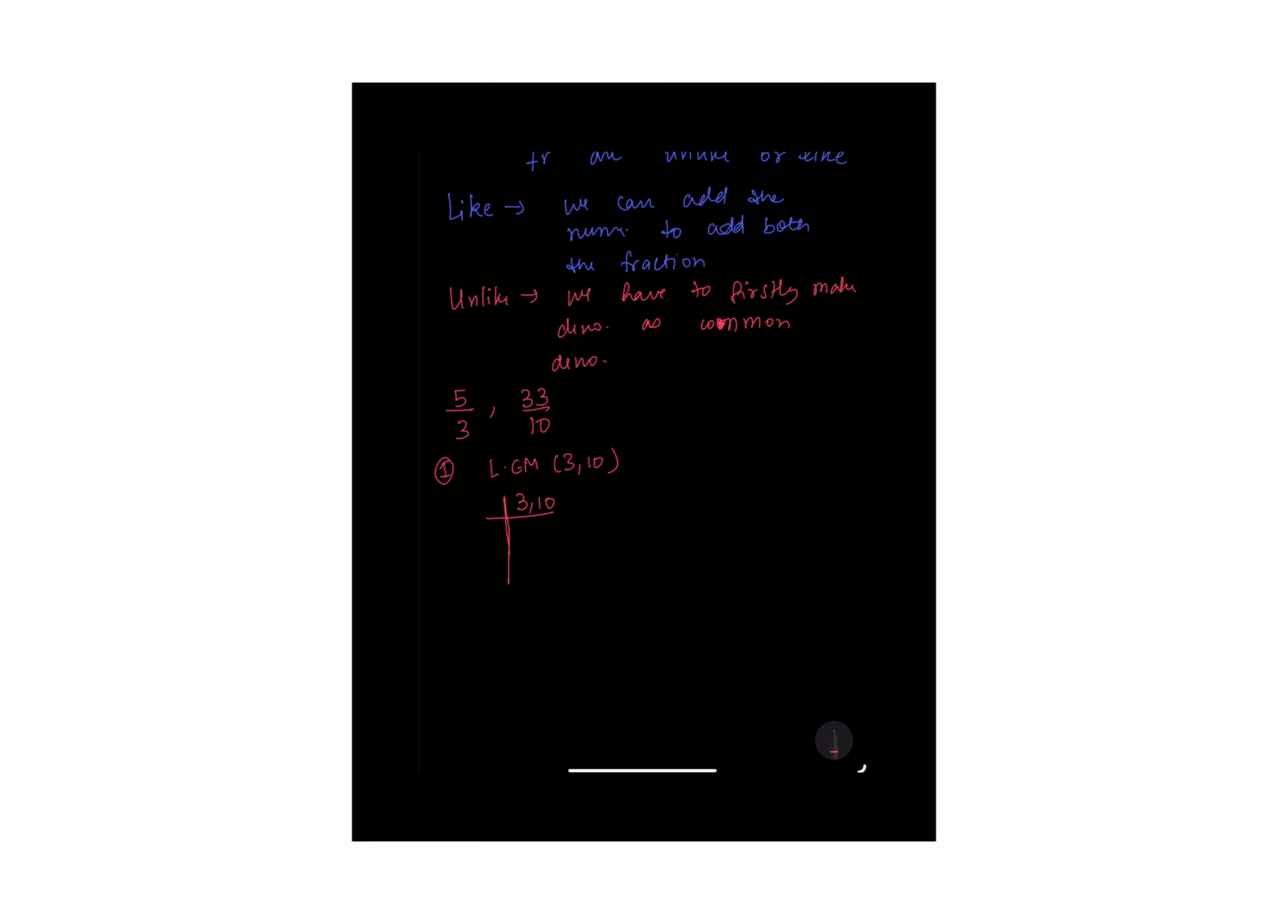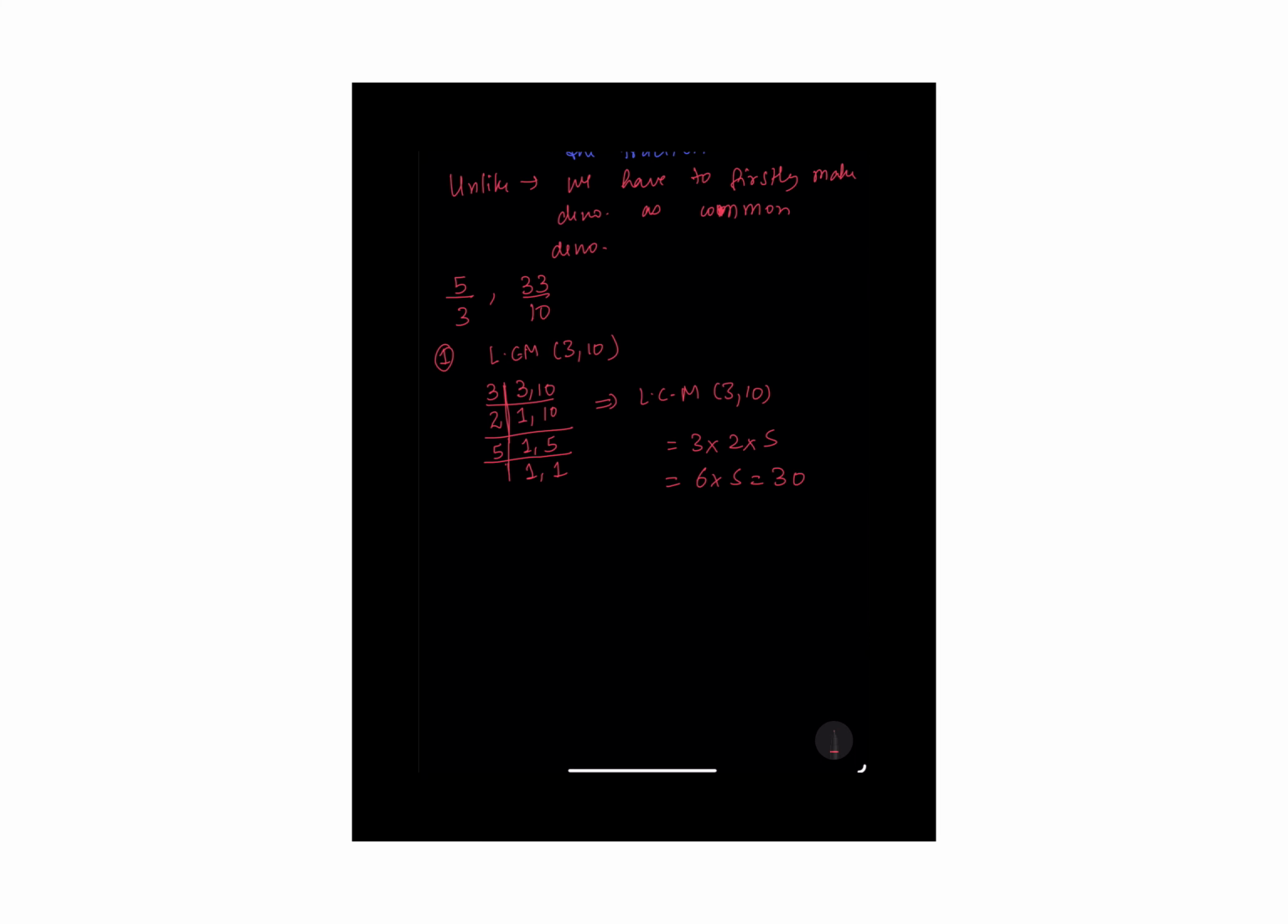To find the LCM of 3 and 10, let's firstly write 3 here and do the long division. We'll get 1 here and 10 will come as it is. Then taking prime factor 2 of 10, we'll get 5 here, and writing 5 here will give us 1 and 1. This implies the LCM of 3 and 10 is equal to 3 into 2 into 5, which is 6 into 5, and that is 30. So 30 is the LCM of 3 and 10.